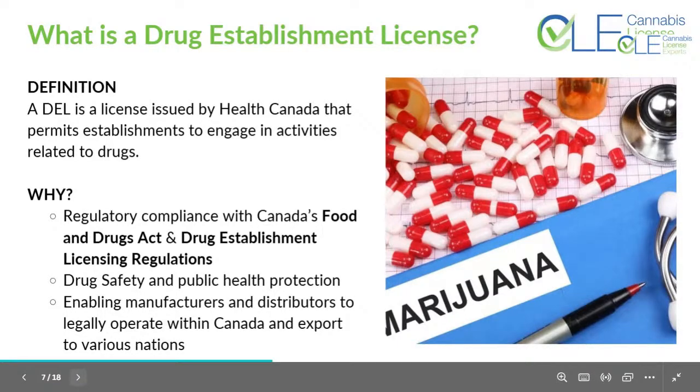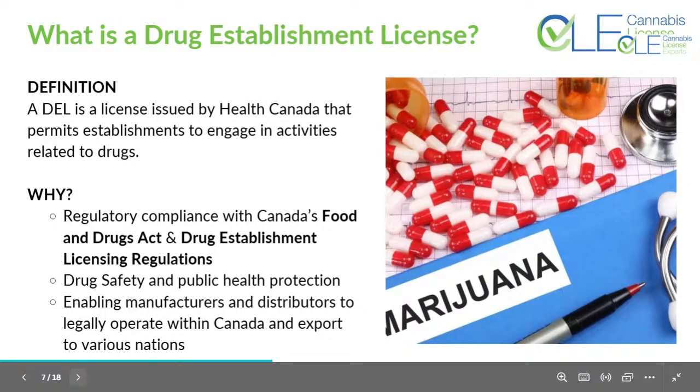So let's actually look at what a drug establishment license is. It's a license that's issued by Health Canada, like all the other licenses that you hold, and it will allow you to engage in activities that are related to the classification of drugs. So this applies to, for us, drugs containing cannabis or cannabis-contained drugs.